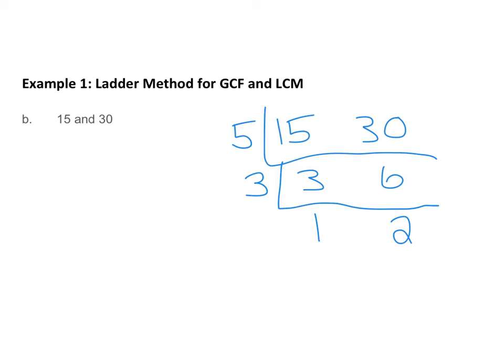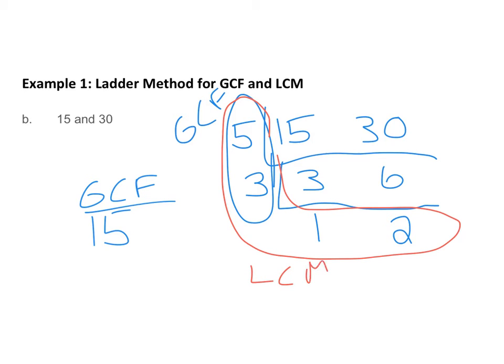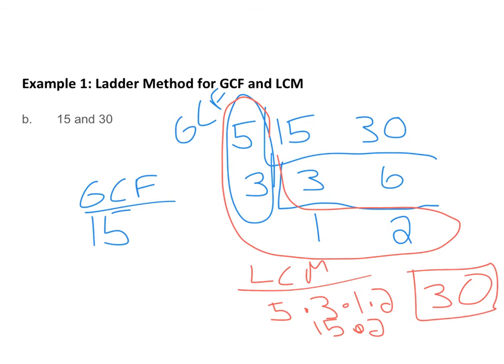Once we get to this point of our ladder, 1 and 2, we're kind of stopped. So once again, these numbers on the outside are going to be your GCF. So 5 times 3, that is going to be 15 for our GCF. And if we look for LCM, we are now going to take all of these. So that's going to be 5 times 3 times 1 times 2. So 5 times 3 is 15. Anything times 1 is itself. So it's 15 times 2. Our LCM, our least common multiple, is 30.